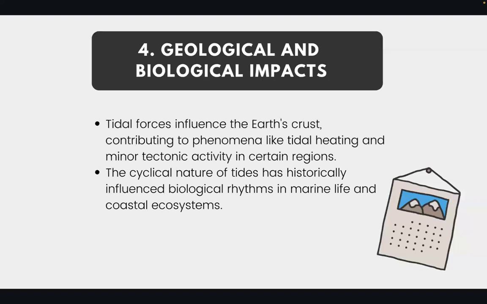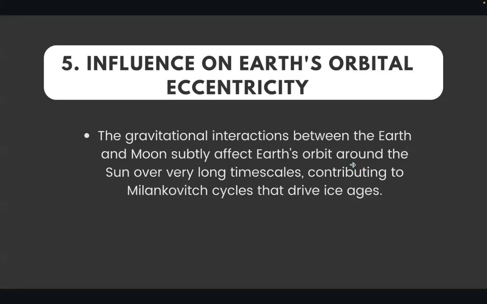Next, tides don't just shape the oceans; they also influence life on Earth. For example, they have historically shaped the rhythm of marine life, from when animals breed to when they feed, and even the Earth's crust feels the moon's pull, contributing to minor tectonic activity. Finally, the relationship between Earth and the moon even impacts our orbit around the sun. Over thousands of years, this plays a part in the cycle that drives ice ages.